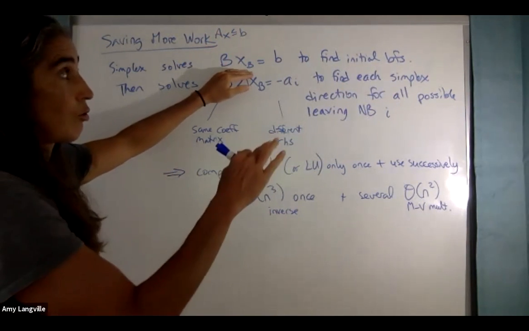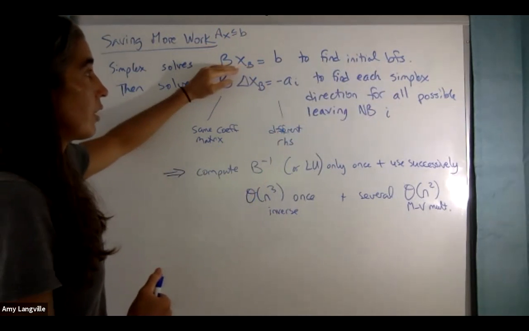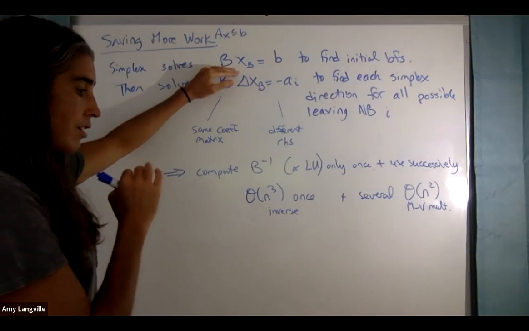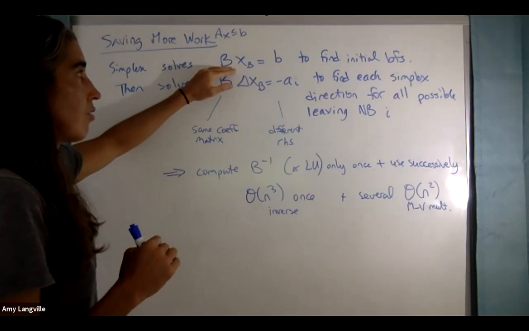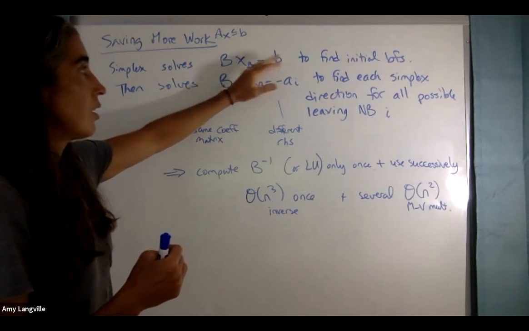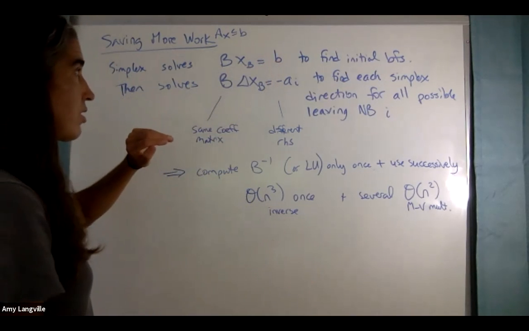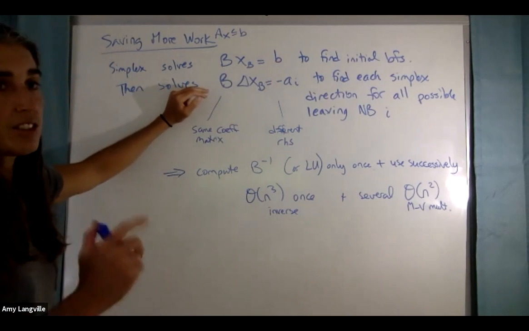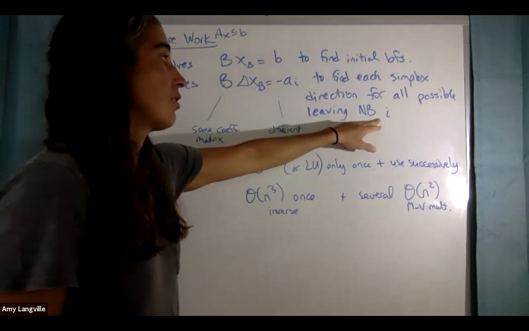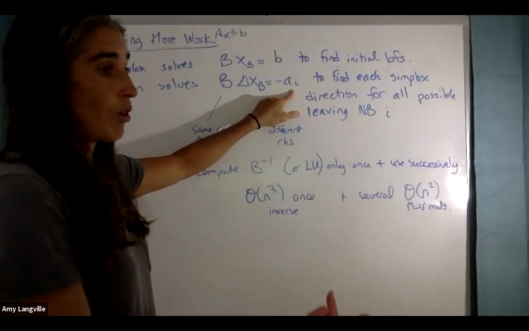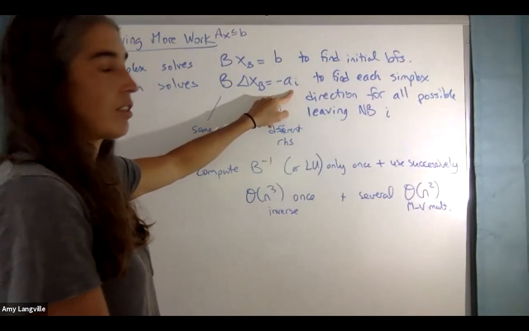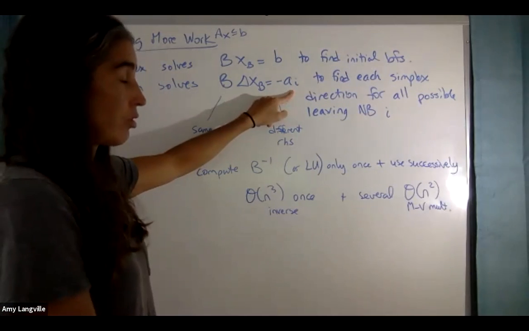And this is true in general: you pull off the columns of A that correspond to the basic variables, put them in a matrix called B, and you're solving B xb equals the right-hand side b. Now, that's just to get the initial basic feasible solution. The next time, you're trying to get a simplex direction for every non-basic entering variable i, and you have multiple ones that could enter the basis. If there were 3 non-basics, you have 3 choices that could leave the non-basis and go into the basis.